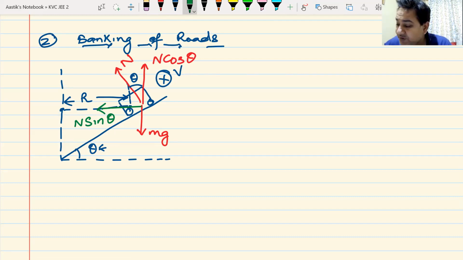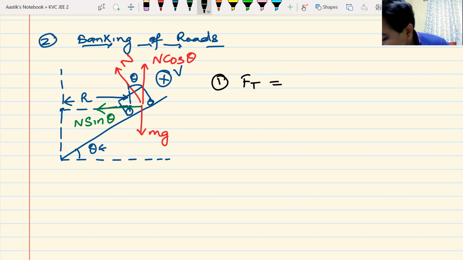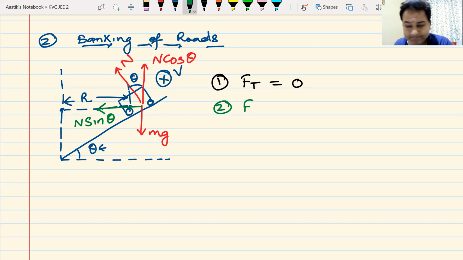And again, I write the three equations. What is the first equation in the tangential direction? Is there any force in the tangential direction? Zero, sir. Well done. That takes me to the second equation, the radial one. What is it? F C is equal to m v squared by capital R.